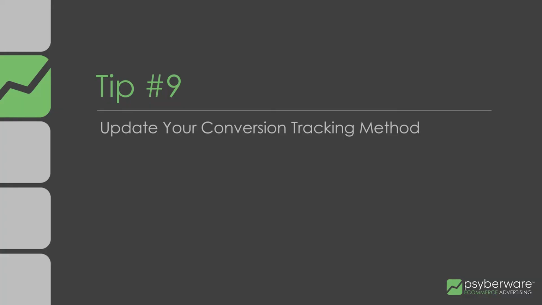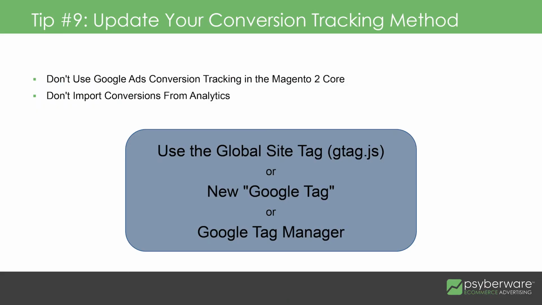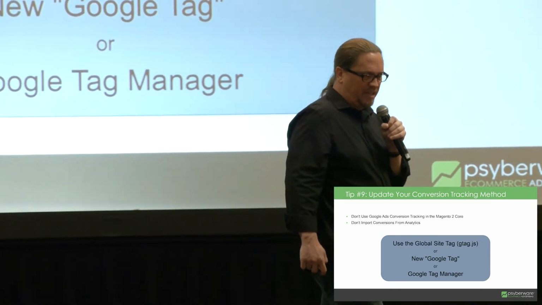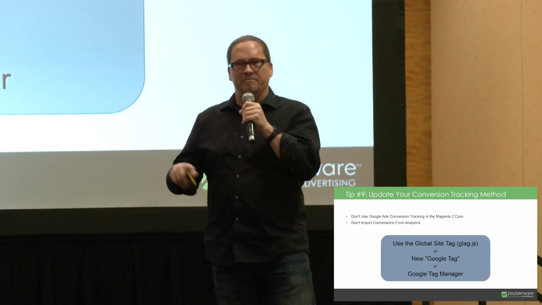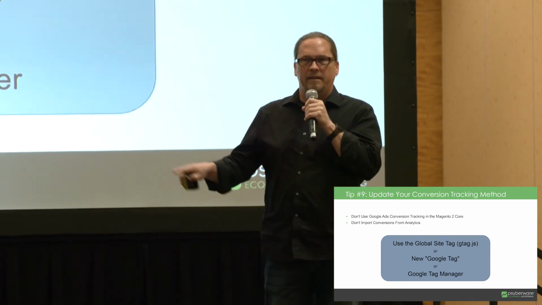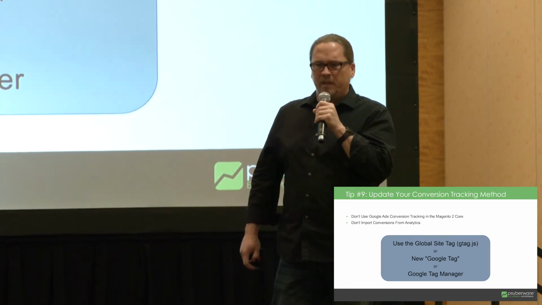Tip number 9 is to update your conversion tracking. If you're importing conversion tracking from analytics, there can be a lot of problems with that. A lot of little things can go wrong. And there's a shift right now between Universal Analytics and GA4, right? So that isn't a good way to do it.